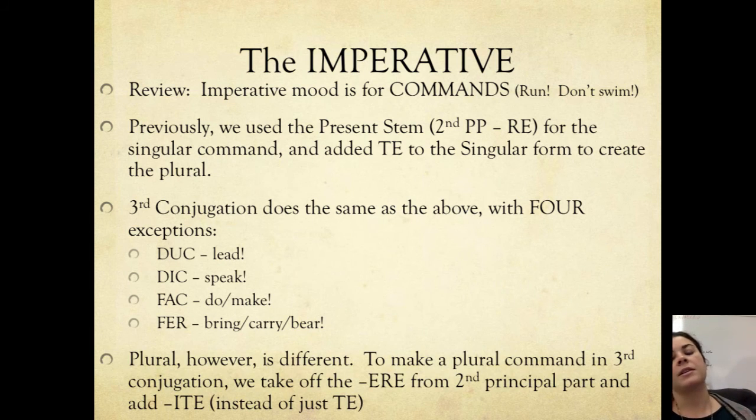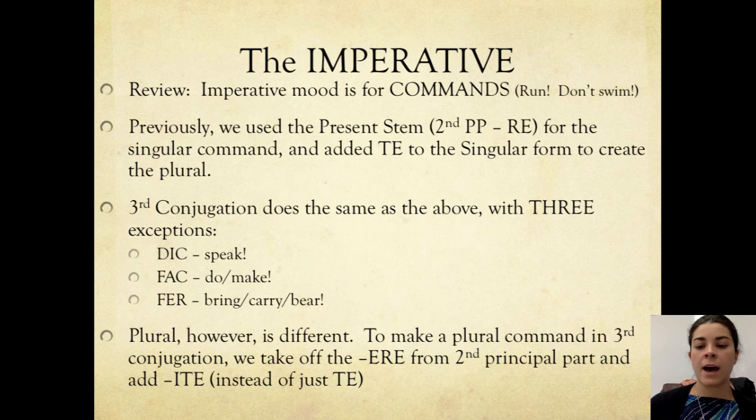In the plural, it's also very different. So when you want to make a plural command, you use the third conjugation, you take off the entire ERE, like we did with present, imperfect, and future, and then you're going to add ITE instead of just TE. So duc will become ducite, dic will become dicite, fac will become facite, and so on and so forth.